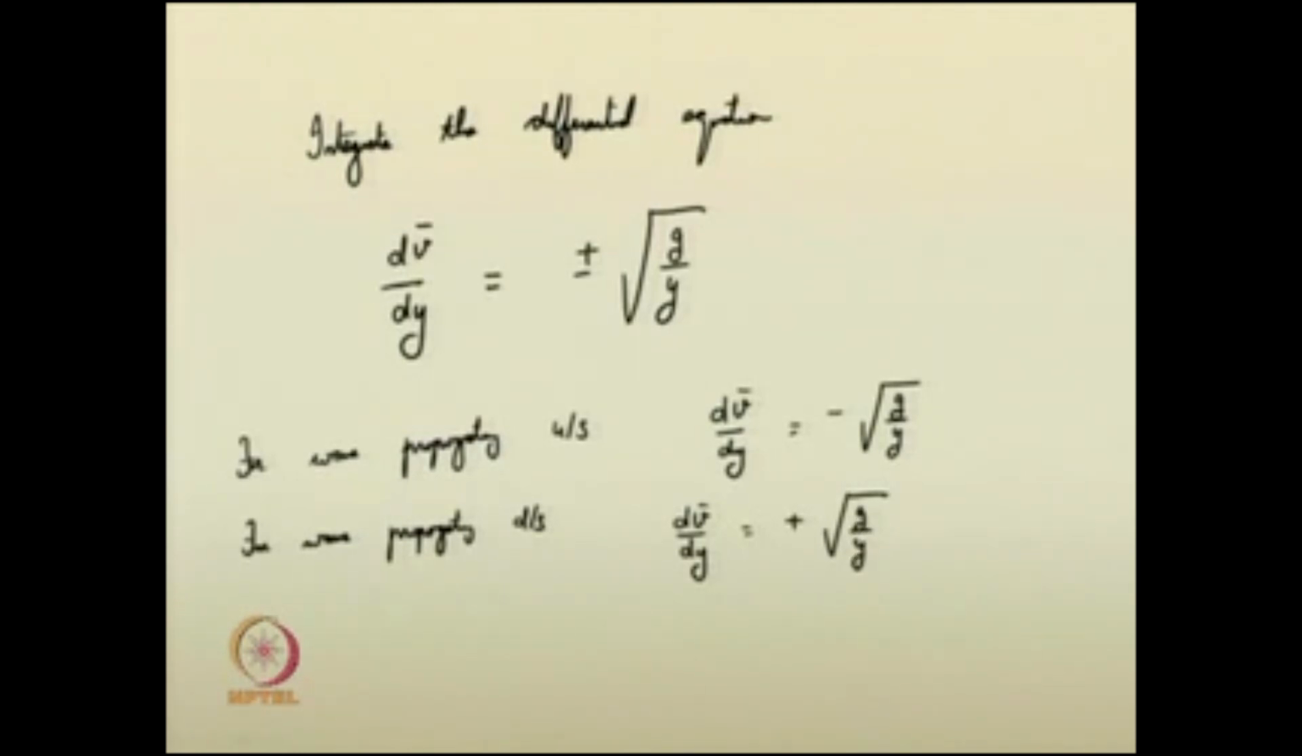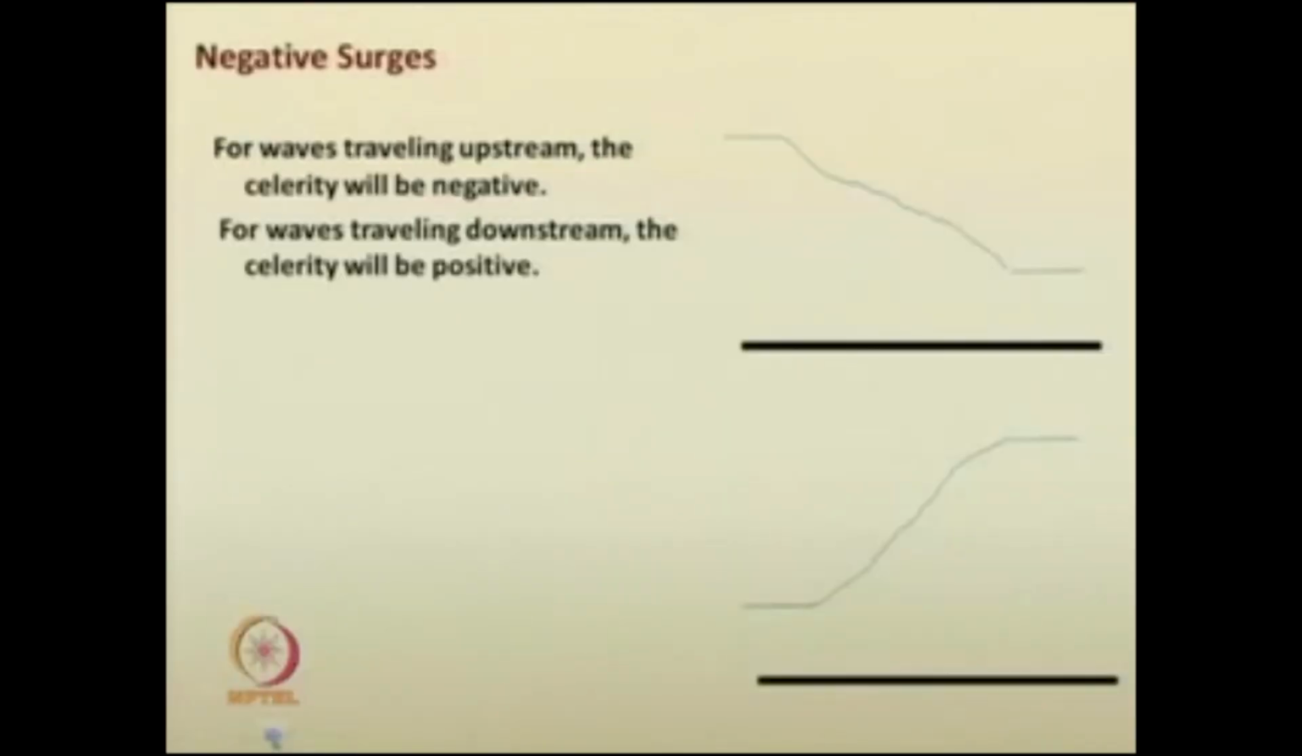So, using these differential equations, you can integrate to obtain V in the entire domain of that wave. For waves traveling upstream, we suggested that the celerity will be negative. For waves traveling downstream, the celerity will be positive.